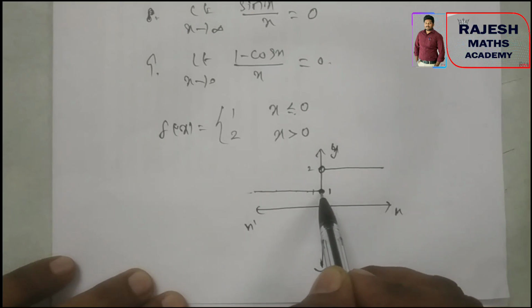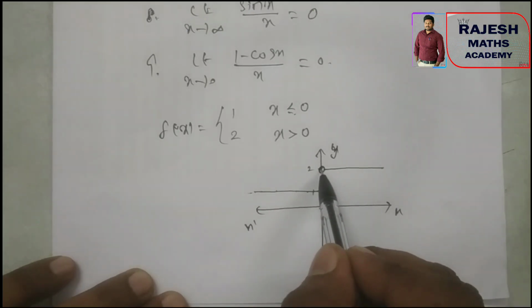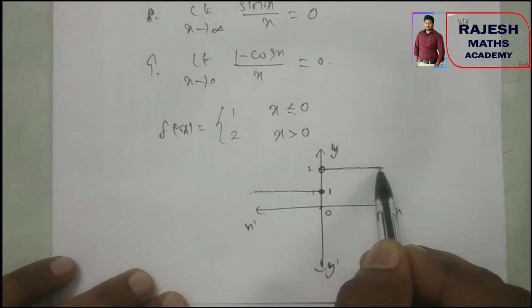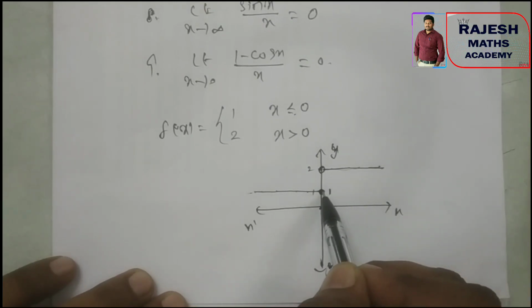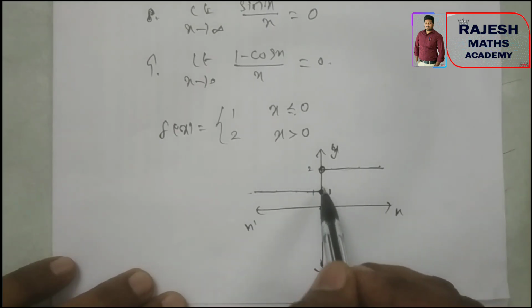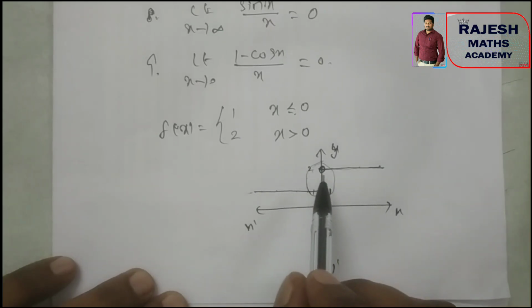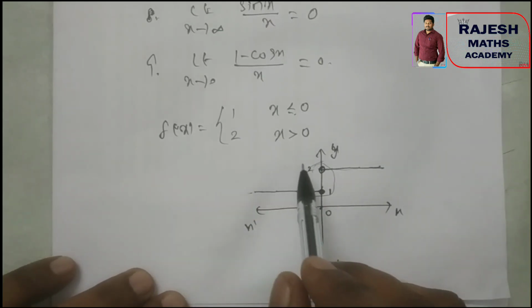At 0, greater than 0, there is a jump here. We have to jump from 1 to 2, then for every value we have to travel along this line, that is y equal to 2. So there is a jump at x equal to 0. There is a break in the graph. There is a discontinuity in the graph. This is called discontinuous.